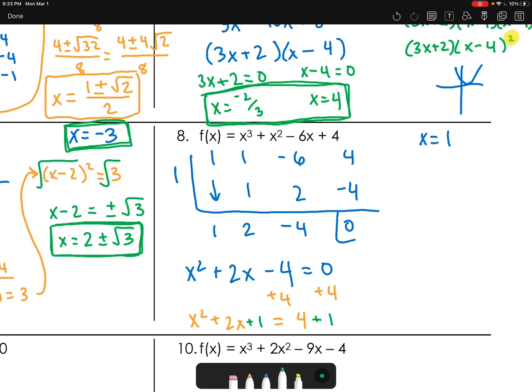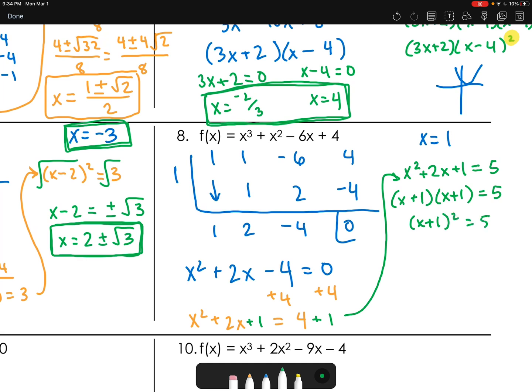And so when I add 1 to both sides, I have x squared plus 2x plus 1 equals 5. This factors to x plus 1 squared equals 5.